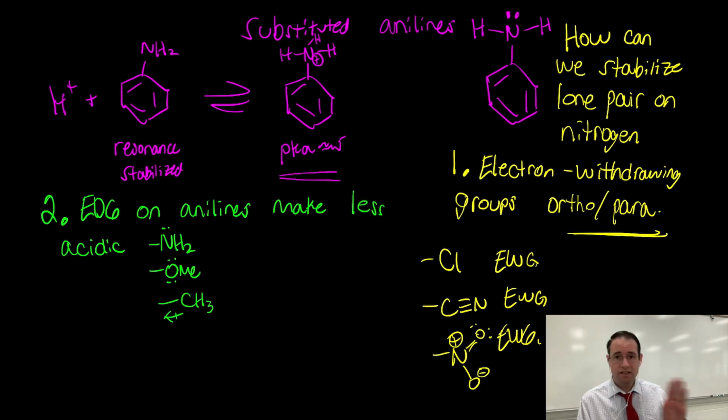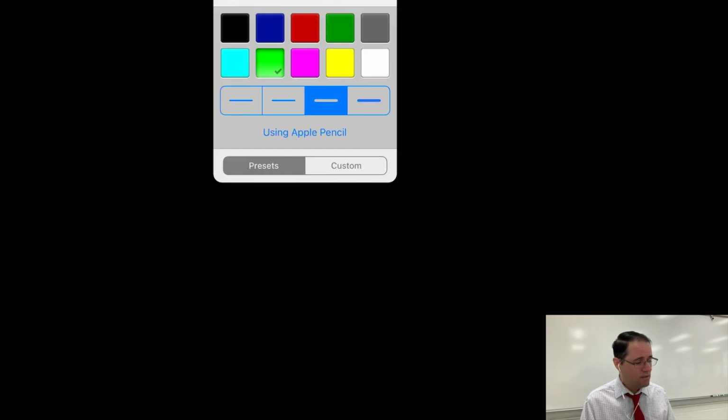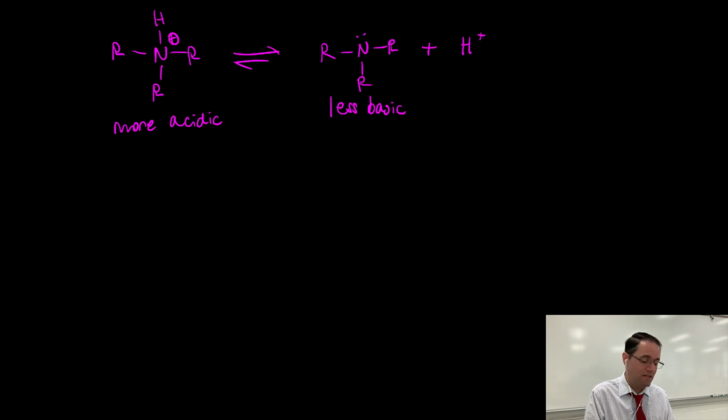So again, cliff notes, broad strokes. You'll need to read a little bit more about that if you like. Let's go ahead and make one last comment before we do some practice problems. If we have an amine that's more acidic, it's going to create a base that's less basic.